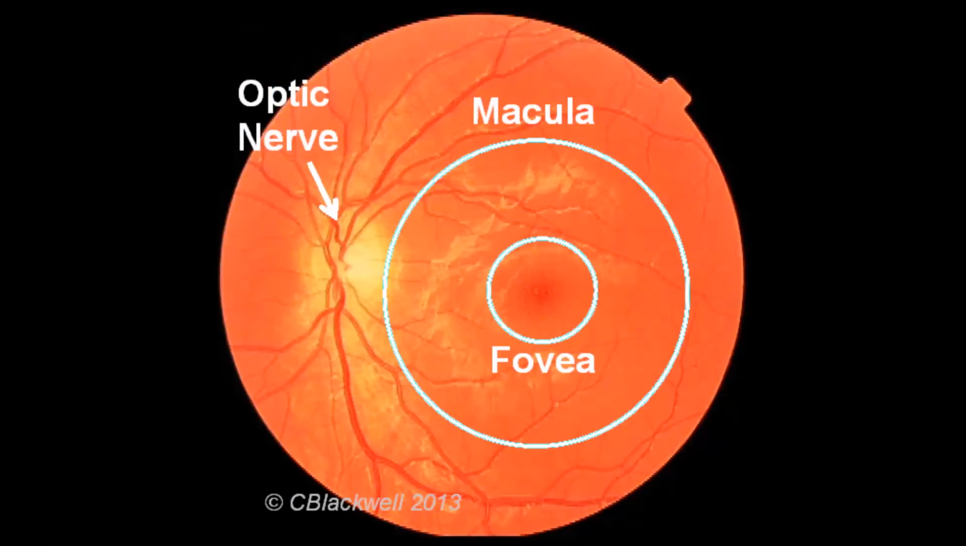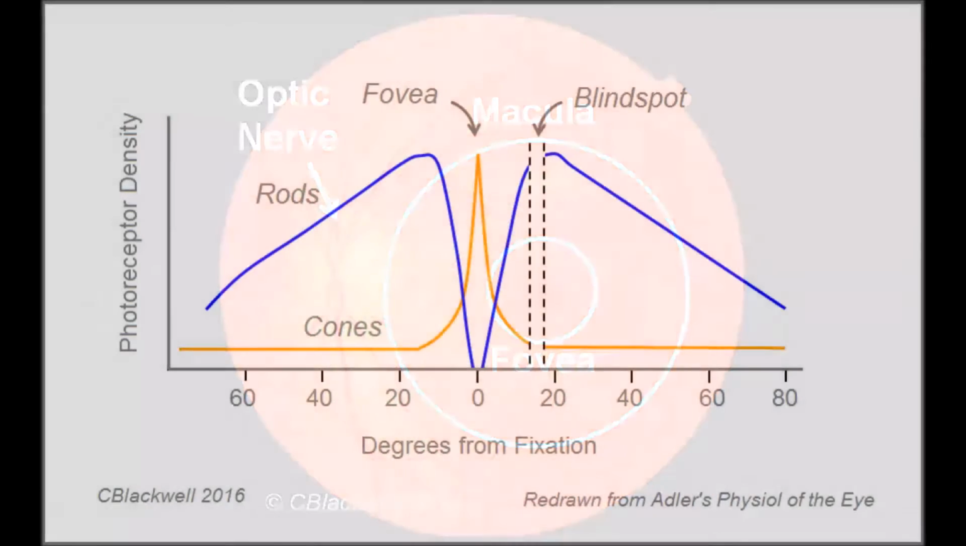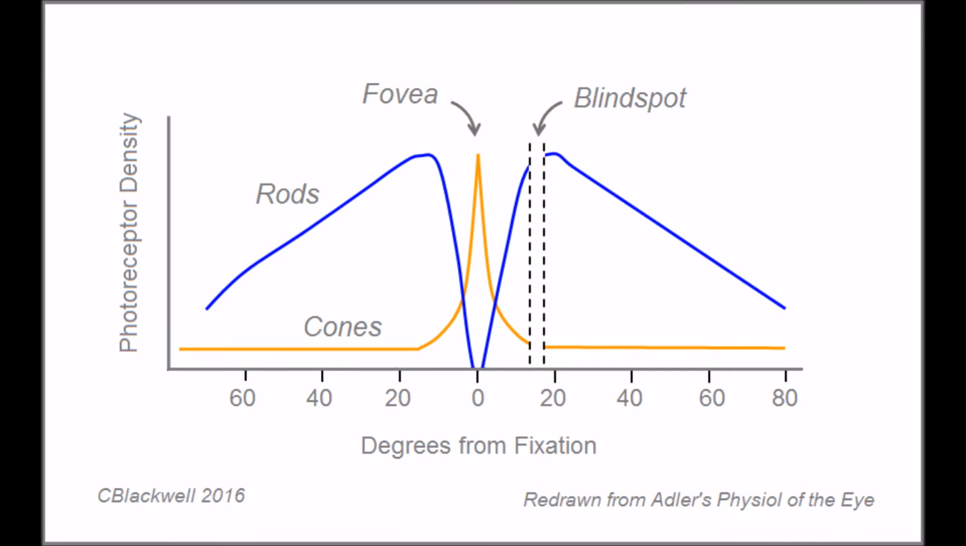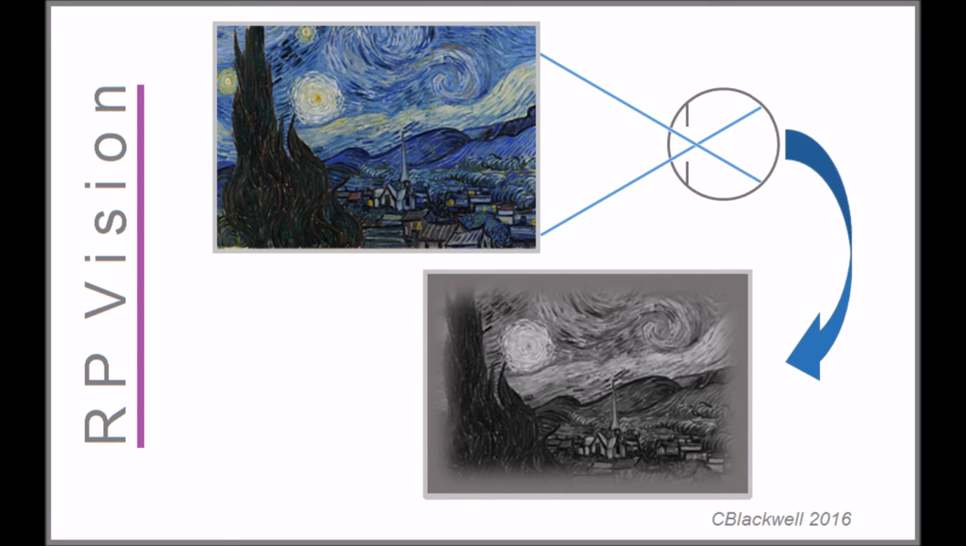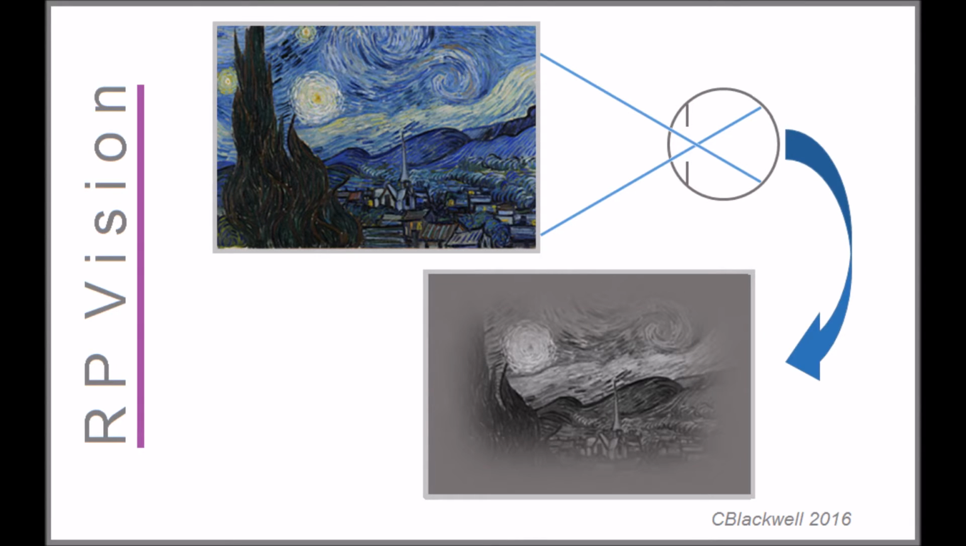The fovea is the center of the retina, and it is where the cones are most densely packed. Everything peripheral to that quickly becomes mostly rods. In RP, rod cells are the first to die, so the first vision effect is loss of peripheral vision at night, which increases gradually but progressively over time.